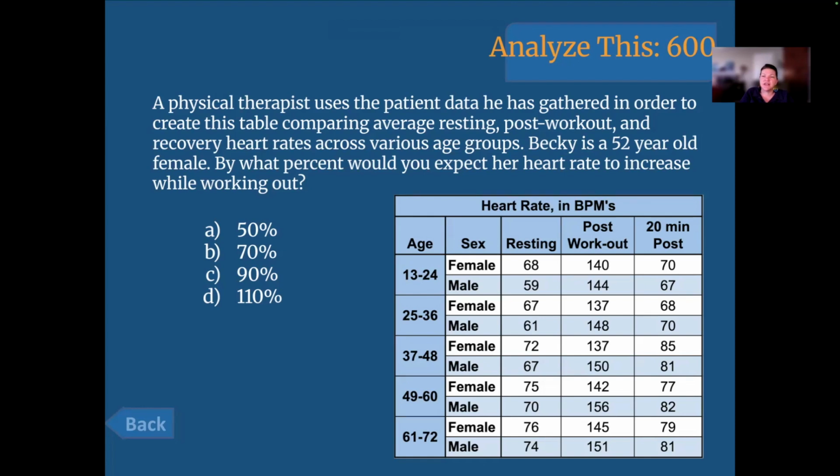Analyze this for 600. A physical therapist uses the patient data he has gathered in order to create this table comparing average resting, post workout, and recovery heart rates across various age groups. Becky is a 52-year-old female. By what percent would you expect her heart rate to increase while working out?